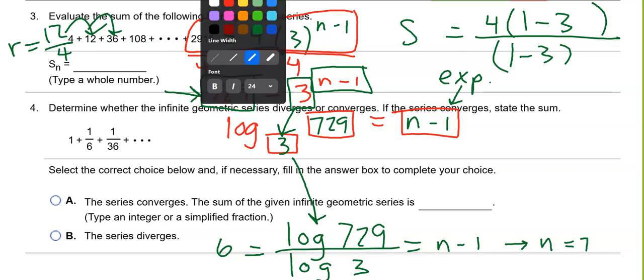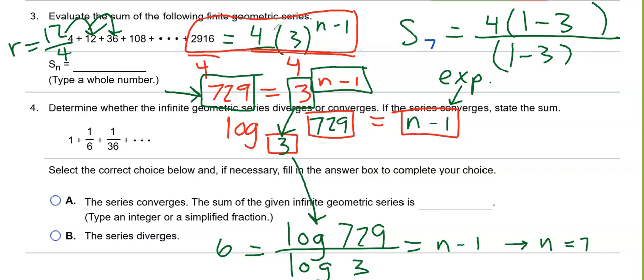So that means I know what I can put in my formula. I'm looking for the sum of 7 terms. And then I can type on my calculator 1 minus 3 to the 7th divided by 1 minus 3. And I get 4,372. 4,372. So, did I lose you anywhere in that? No. Okay. I got that. Good.